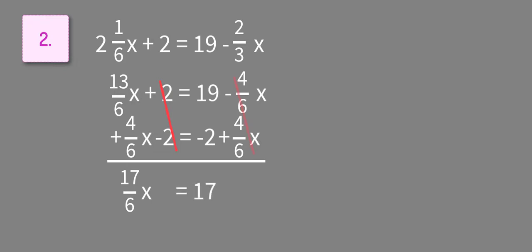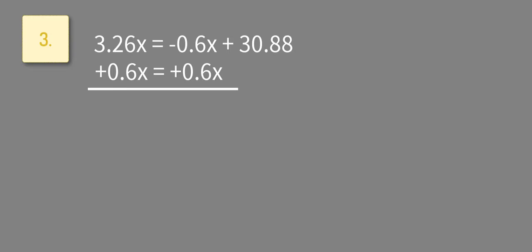The 4/6 cancel. And then we multiply both sides by the reciprocal of 17/6, so 6/17. And that leaves us with nothing but x on the left-hand side. And the 17's cancel on the right-hand side, leaving us with x equals 6.